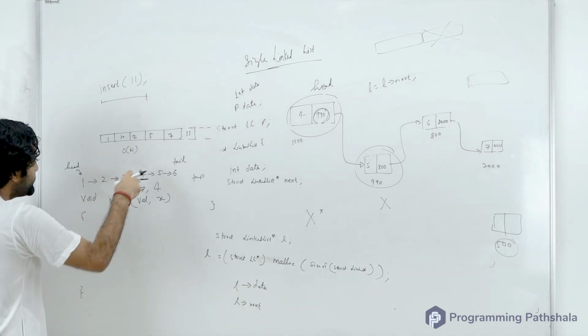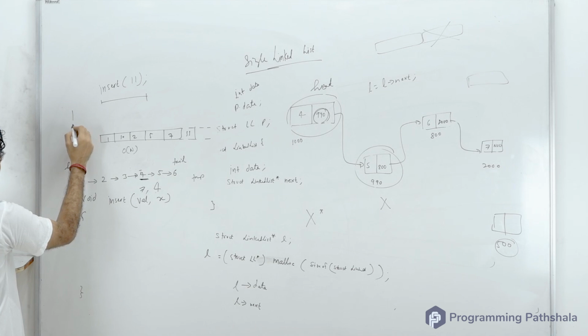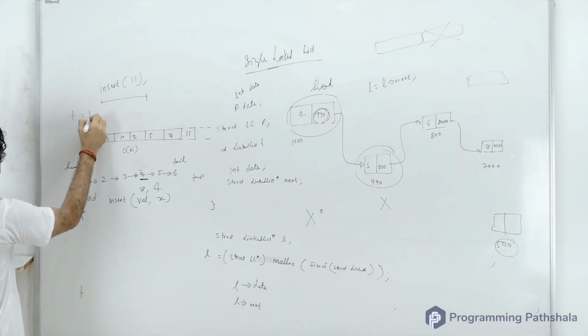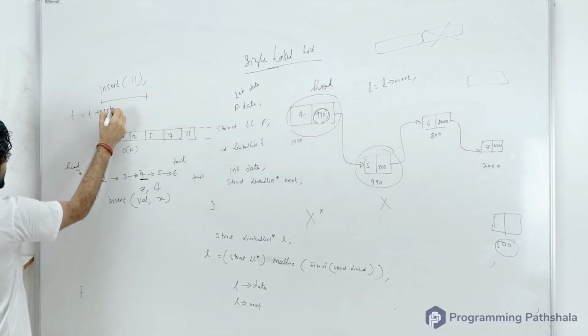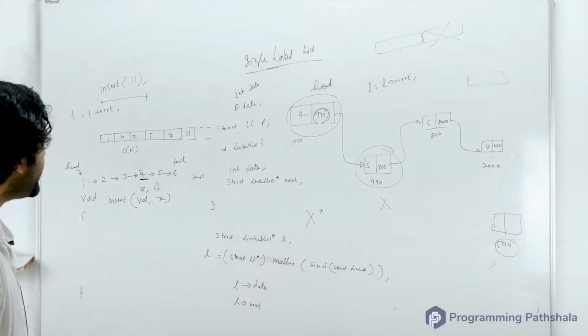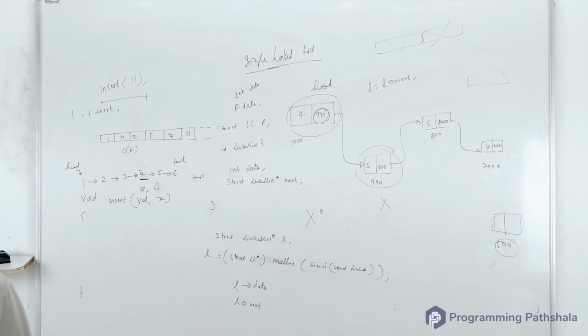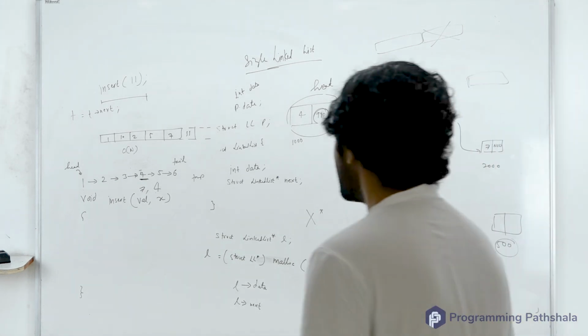How many hops will be there? By hops I mean how many times this statement will execute. Let's say your temp is equal to head and you are going to do t equals t next. So how many times will this expression be executed if you have to insert at xth position? Will it execute for x times, x minus 1 times, or how many times? Yes, it will be x minus 2. It will definitely be x minus 2.